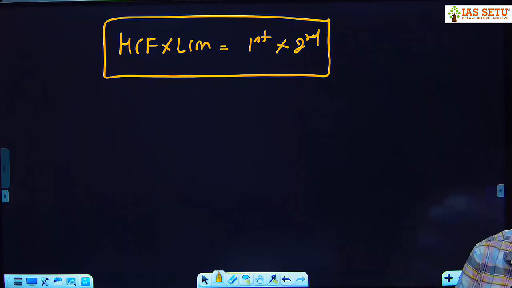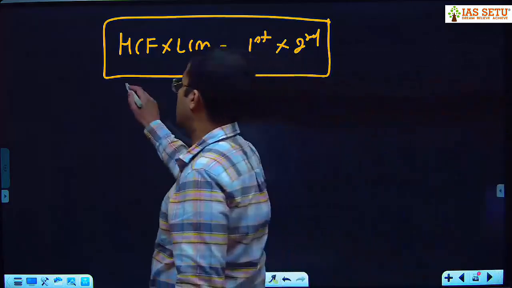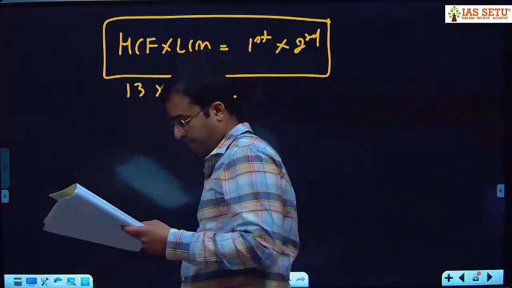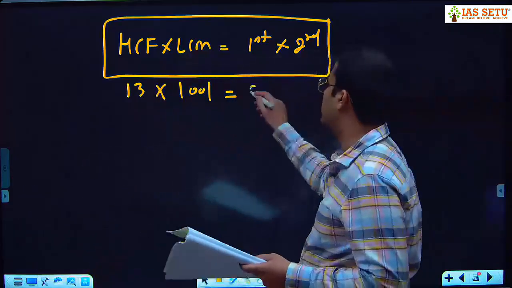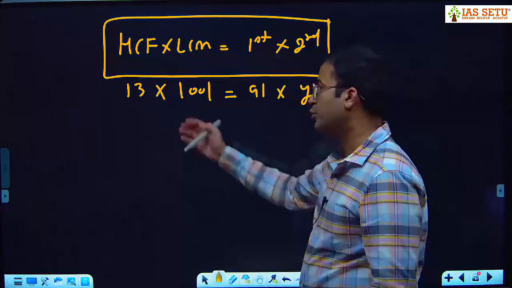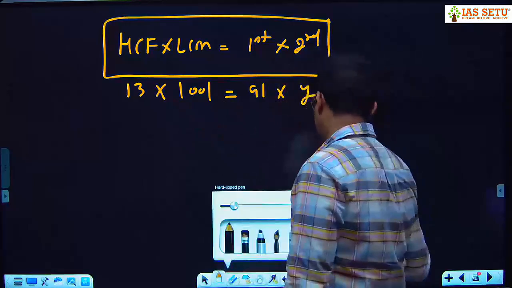Like question number 28, HCF of two numbers is 13, LCM 1001, one number is 91. We have to find the second number. So you put the values of HCF, LCM, first number, and we can find the second number.